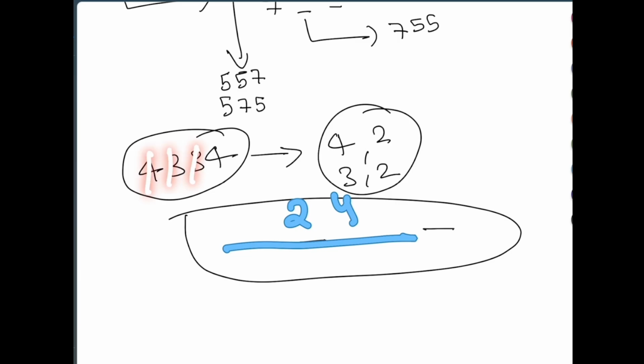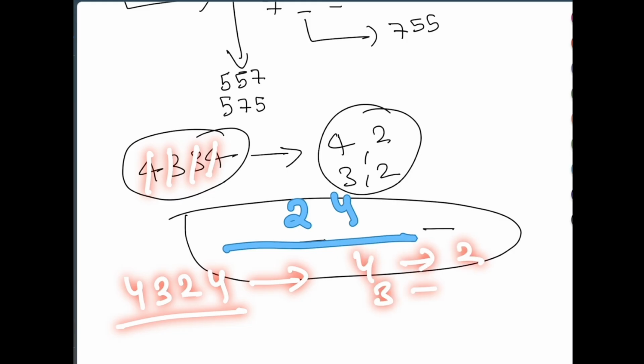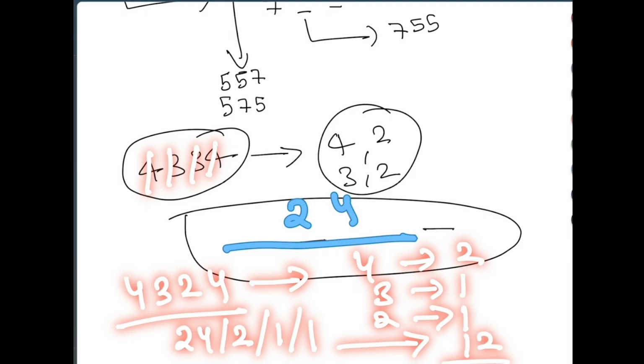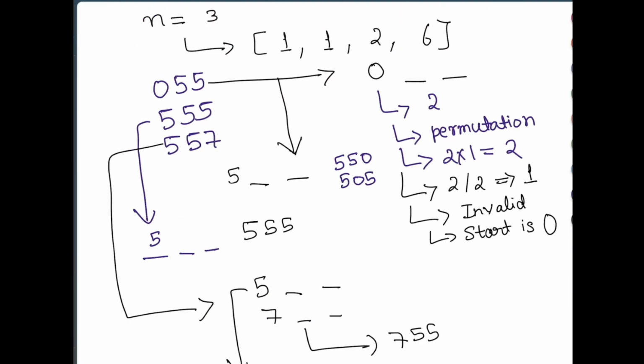But instead of 4, 3, 3, 4, if it would have been 4, 3, 2, 4, right? So in this case, you have 4 two times, 3 one time, and 2 one time. So you will say, I will divide 24 by 2, then I will divide it by 1, and then I will divide it by 1. This is going to be 12, right? So this is how you are going to find out how many different arrangements are possible.